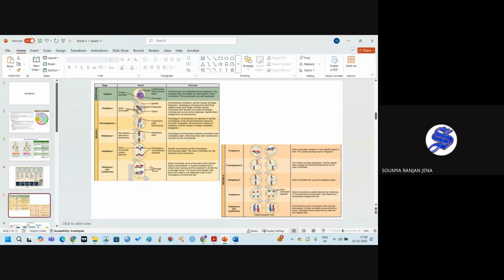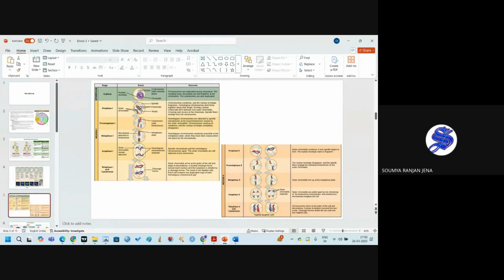And in telophase and cytokinesis, the chromosomes arrive at the opposite poles, and the cell begins to decondense. A nuclear envelope is formed around each nucleus. Here one nuclear envelope will form, and here also one nuclear envelope will form, to separate these two different sets of chromatids. The cytoplasm is divided by a cleavage furrow, by the contractile ring, and this results in two haploid cells.